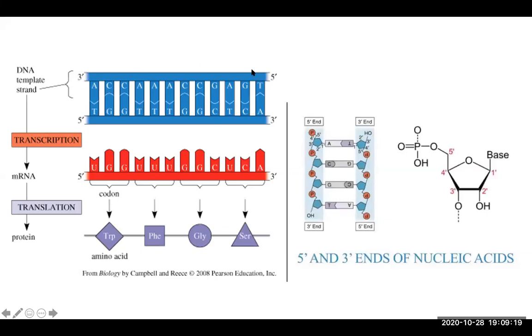In your DNA, you're going to have two strands, right? Because you know it's a double helix. And so on one strand, it's going to be 3' to 5', and on the other strand, it's going to be 5' to 3'. So they go in opposite directions. And only one of those strands will be used to generate your mRNA. And then mRNA is single-stranded, right? Whereas DNA is double-stranded.